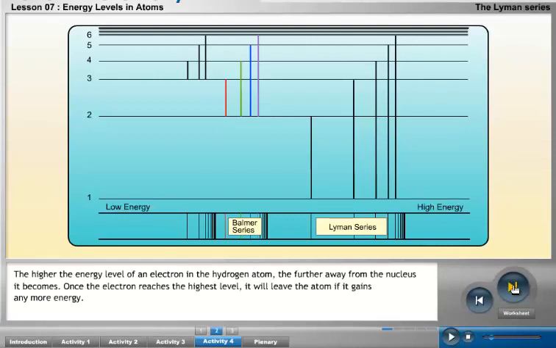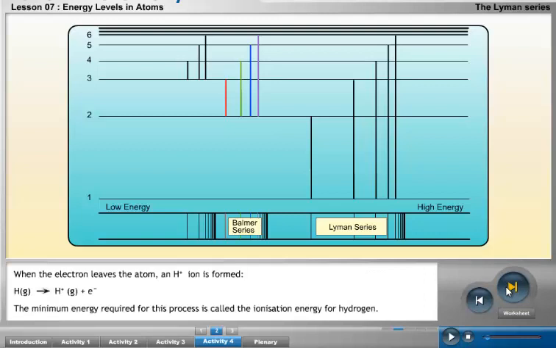The higher the energy level of an electron in the hydrogen atom, the further away from the nucleus it becomes. Once the electron reaches the highest level, it will leave the atom if it gains any more energy. When the electron leaves the atom, an H+ ion is formed. Hydrogen gas is converted to hydrogen ion plus electron.